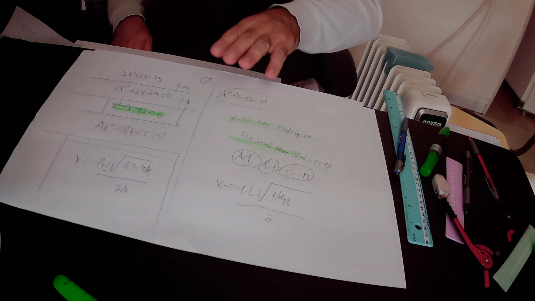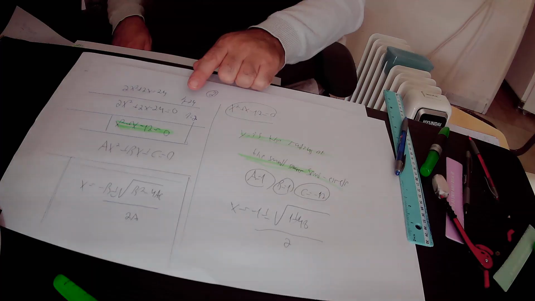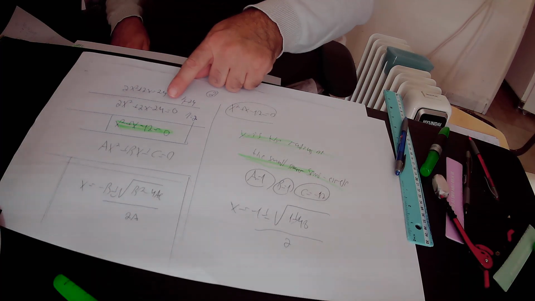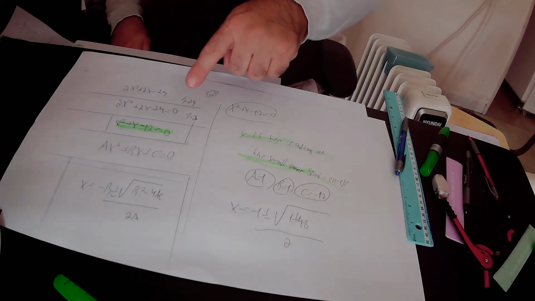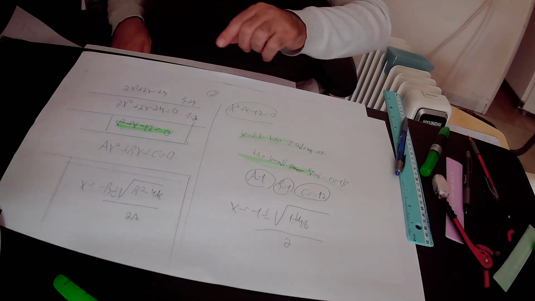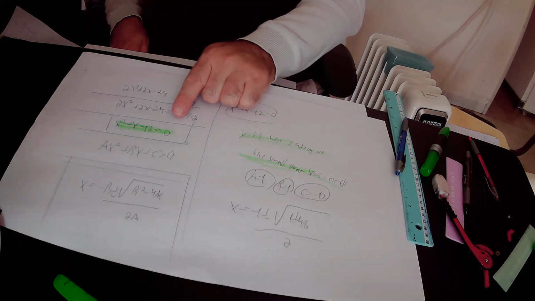0. Here we divided this equation by 2 and found out that 2x squared over 2 is x squared, 2x over 2 is x, and minus 24 over 2 is minus 12, equals 0 over 2 is 0. So we found out that x squared plus x minus 12 equals 0.